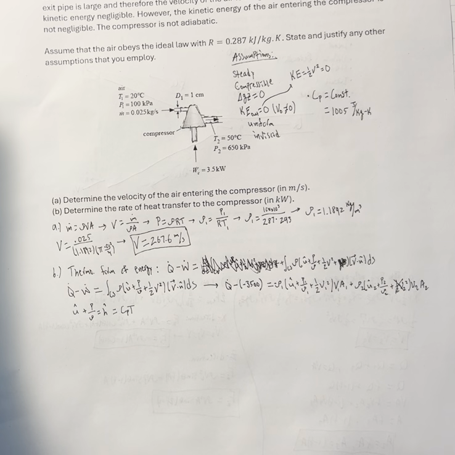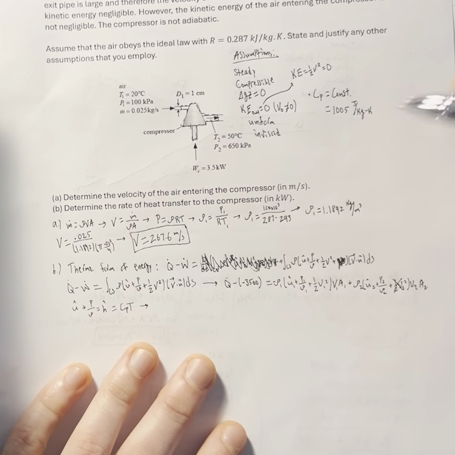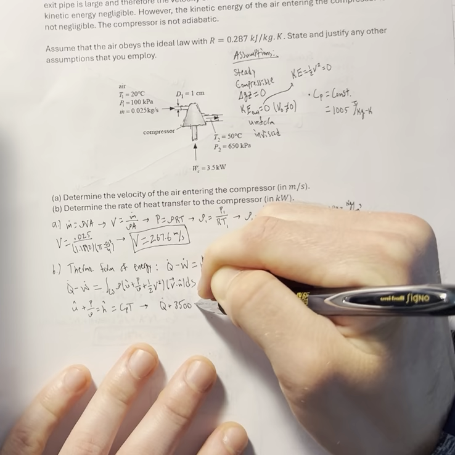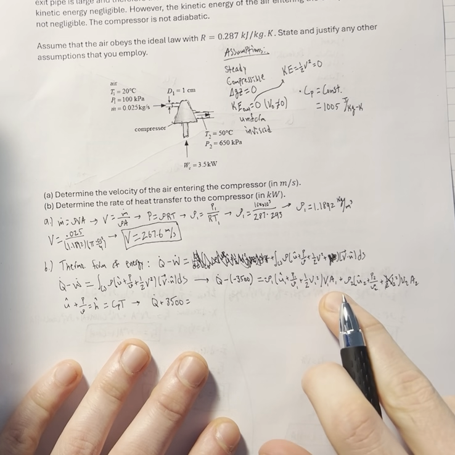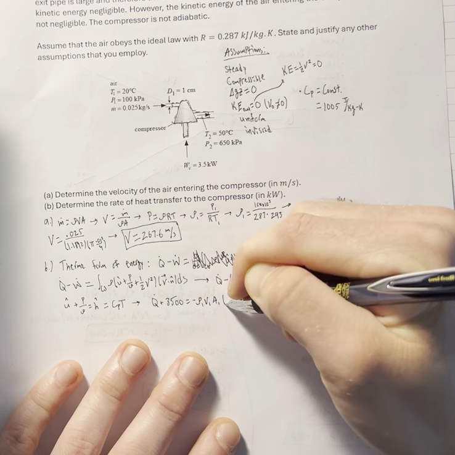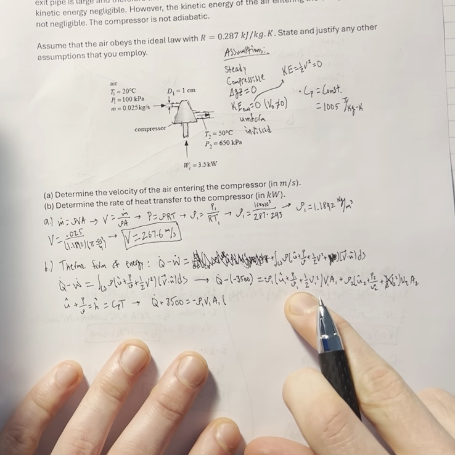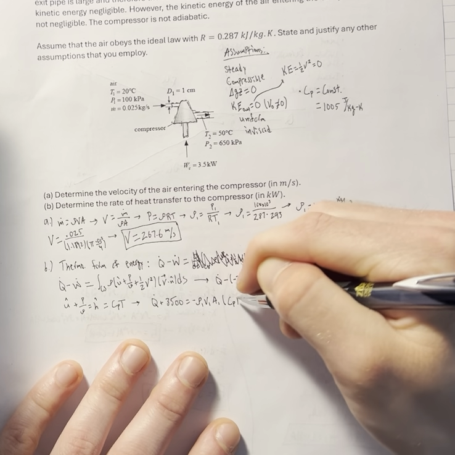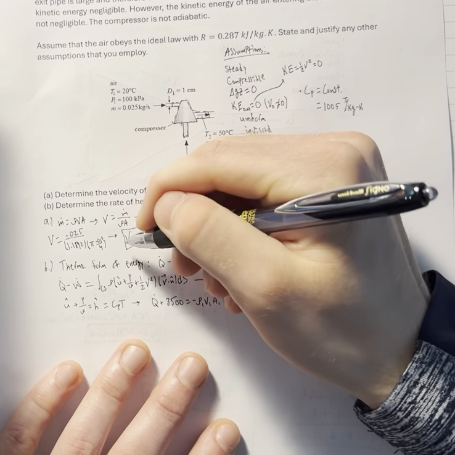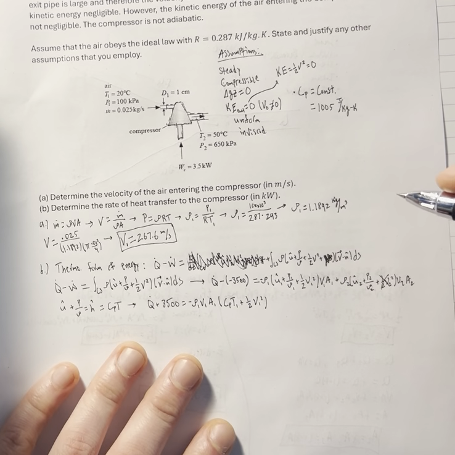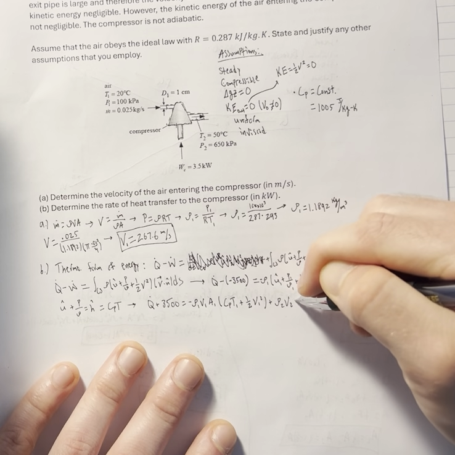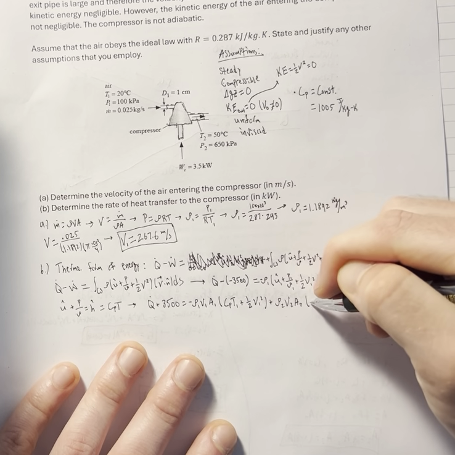And then I'm also going to do a little more simplifying. So we can say Q dot plus 3,500 is equal to, I'm going to move the rho VAs out front, so negative rho 1 V1 A1 times what's on the inside here. Well, that just becomes Cp T1 plus 1/2 V1 squared, which we already know V1. And then on this other side too, right, we have rho 2 V2 A2, and the only thing in here is Cp T2.